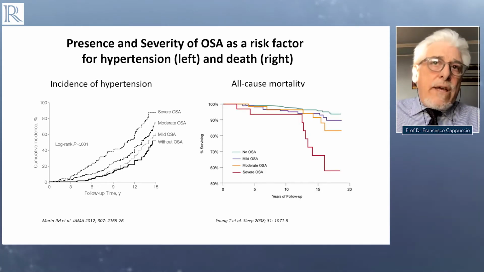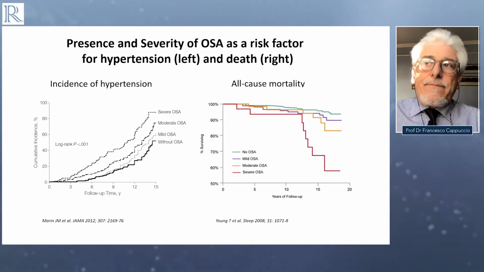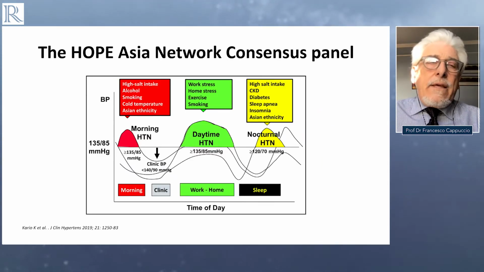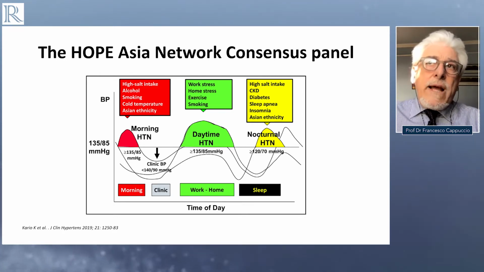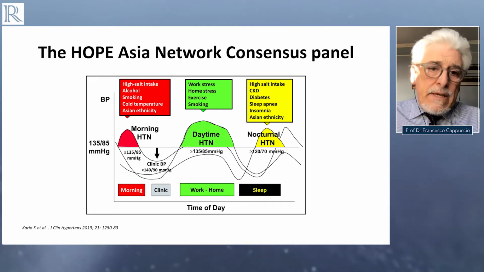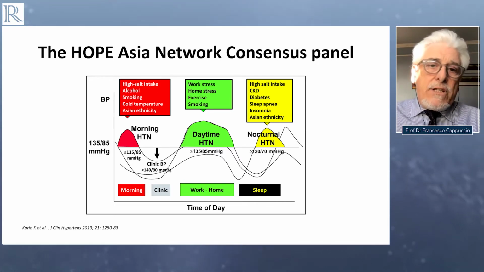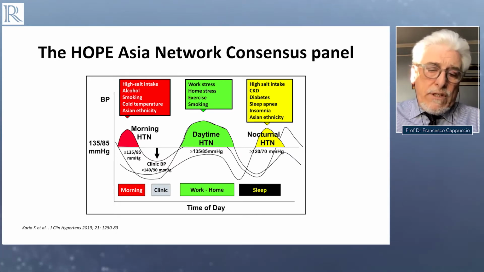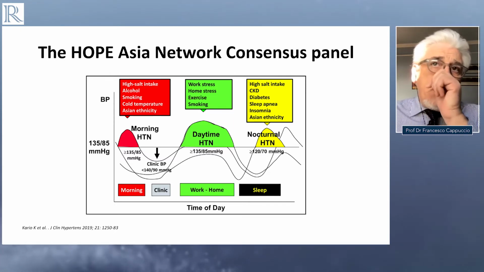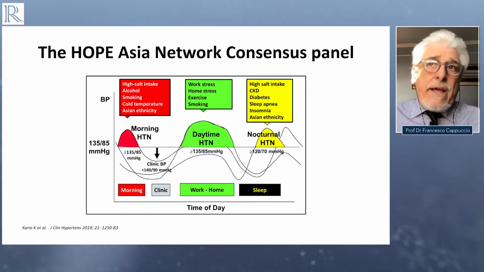Likewise, there is a strong and graded relationship between presence and severity of sleep apnea and the risk of death in general and cardiovascular death in particular. Recently, a panel of experts have summarized the main factors associated with diurnal variations in blood pressure. And for nocturnal hypertension in yellow, there are close correlates identified either as determinants or as consequences of it. They are seen in the yellow box, and the list here is not comprehensive.